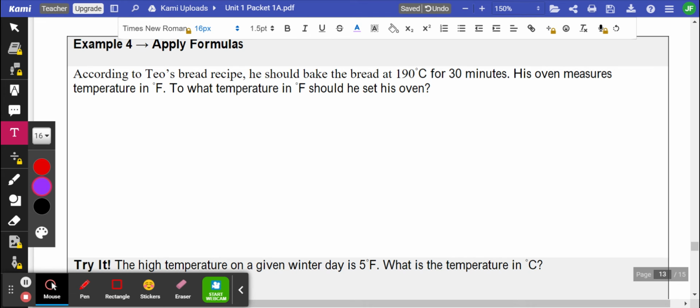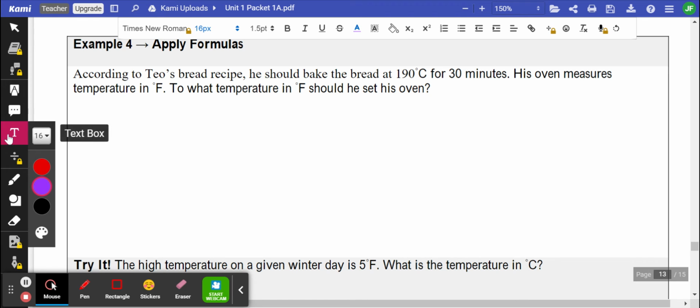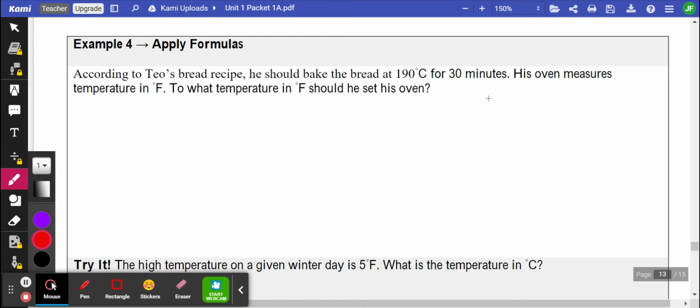Okay, last one. According to Tio's bread recipe, he should bake the bread at 190 degrees Celsius for 30 minutes. His oven measures temperature in degrees Fahrenheit. To which temperature in degrees Fahrenheit should he set his oven? The formula to convert from Fahrenheit to Celsius is this. And honestly, if you looked it up, you could find the formula to convert from Celsius to Fahrenheit is this.